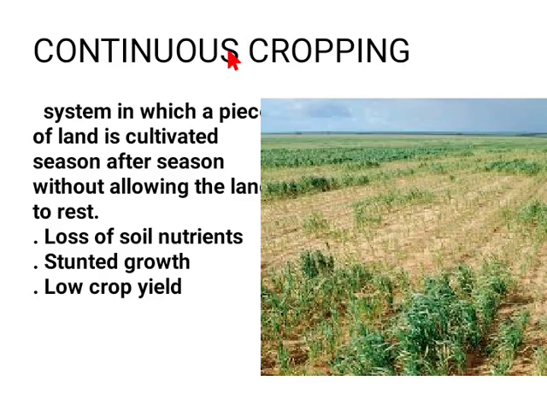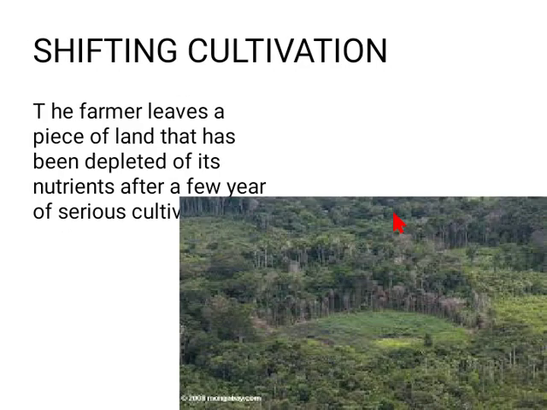And then you have continuous cropping. That is where you continue to plant without allowing the soil to rest. And then loss of soil nutrients. You can see what happens here. The nutrients of the soil get lost with ease. You can see stunted growth. The plants are not growing well because there are no nutrients in the soil again. Low crop yield.